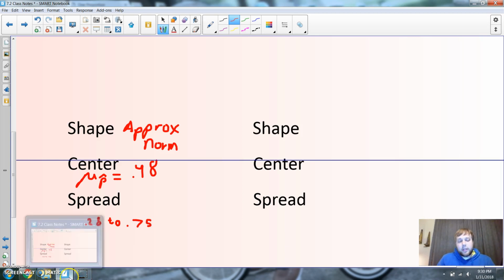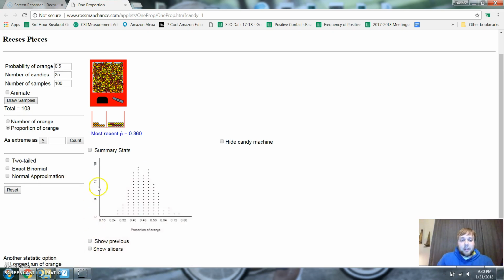Now remember, this is only 100 different samples. The sampling curve would have thousands and thousands and thousands of samples. Why don't we just up the, I'm just kind of curious. What if we do, well, let's go 10,000.